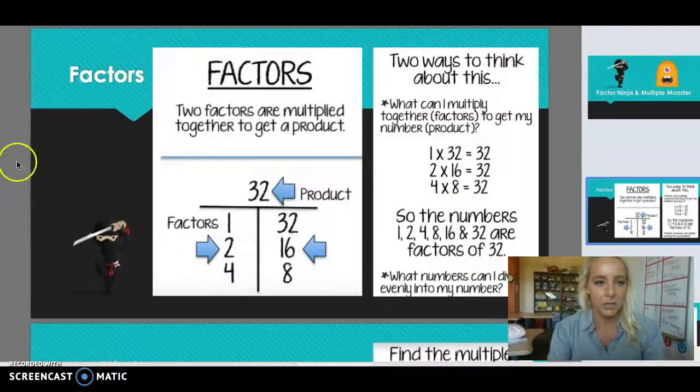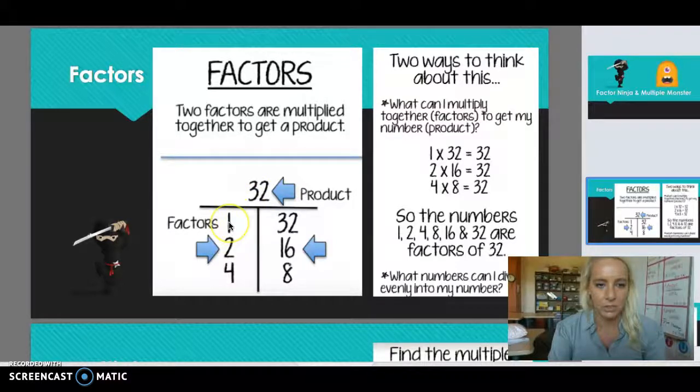The first thing that we're going to do is define what a factor is. Two factors are multiplied together to get a product. So in our example here, the product is 32. A factor would be when two numbers are multiplied together to get that product.